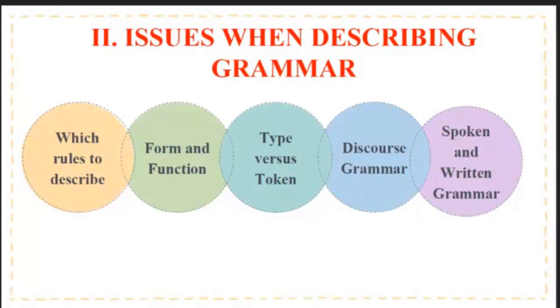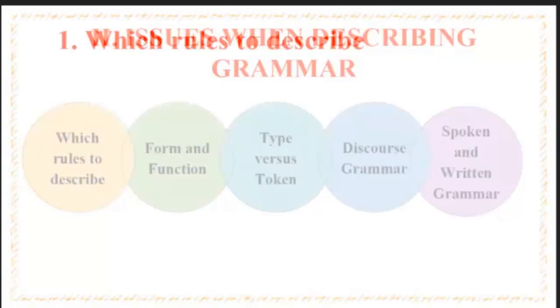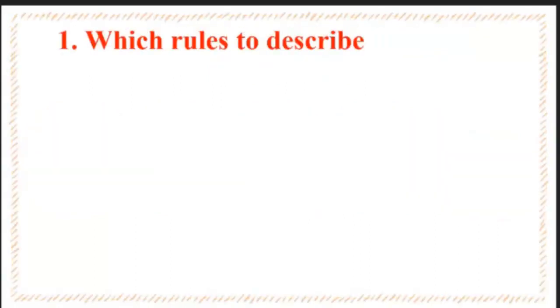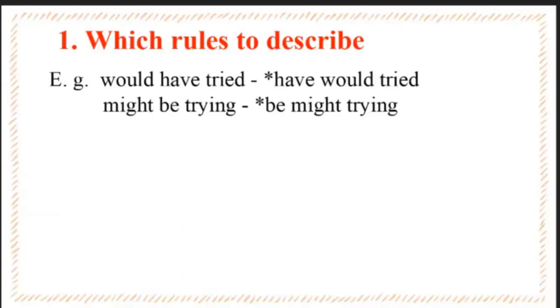We have five main points. The first one, which rules to describe. The second one, form and function. The third one, type versus token. The fourth one is core grammar. And the last one is spoken and written grammar. So let's move on to the first point, which rules to describe. We can take a look at some examples here.